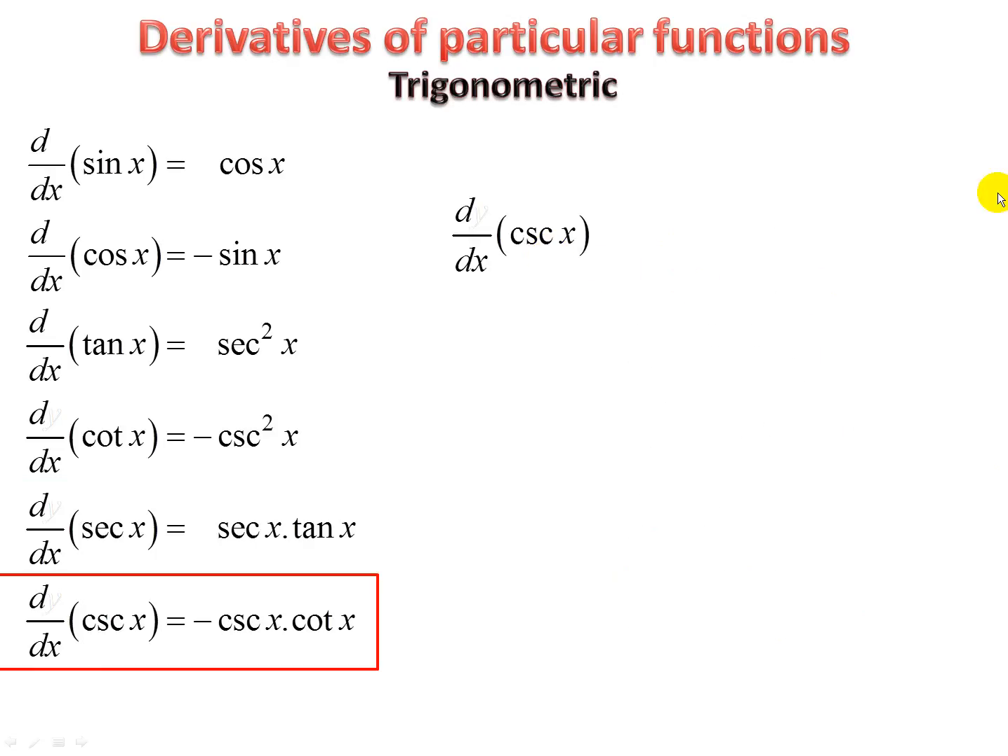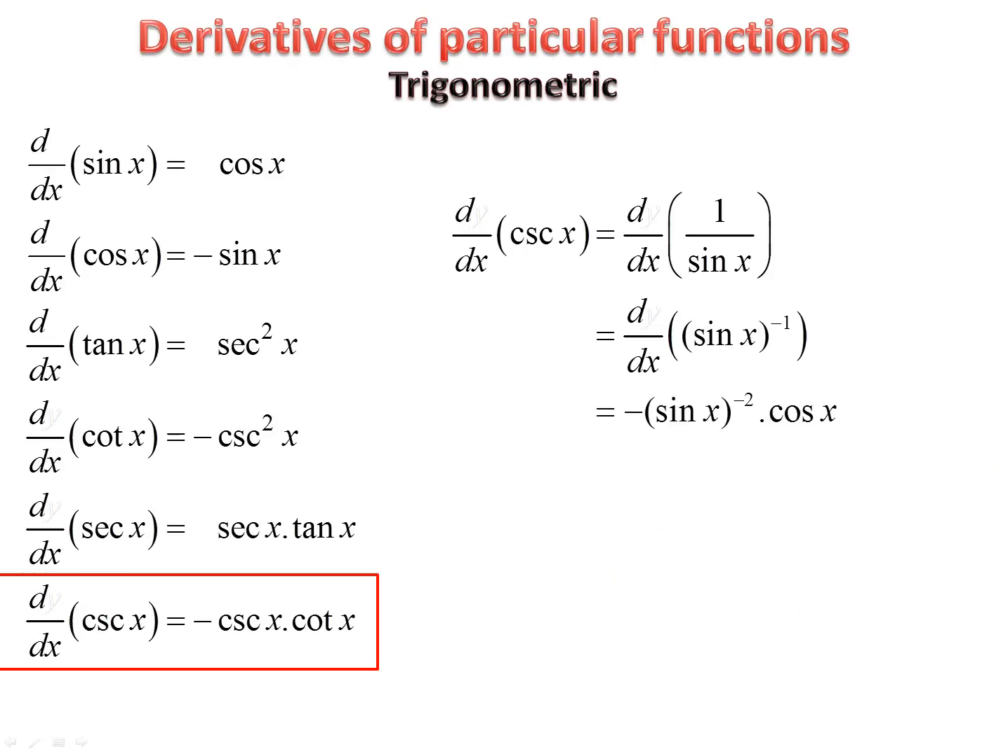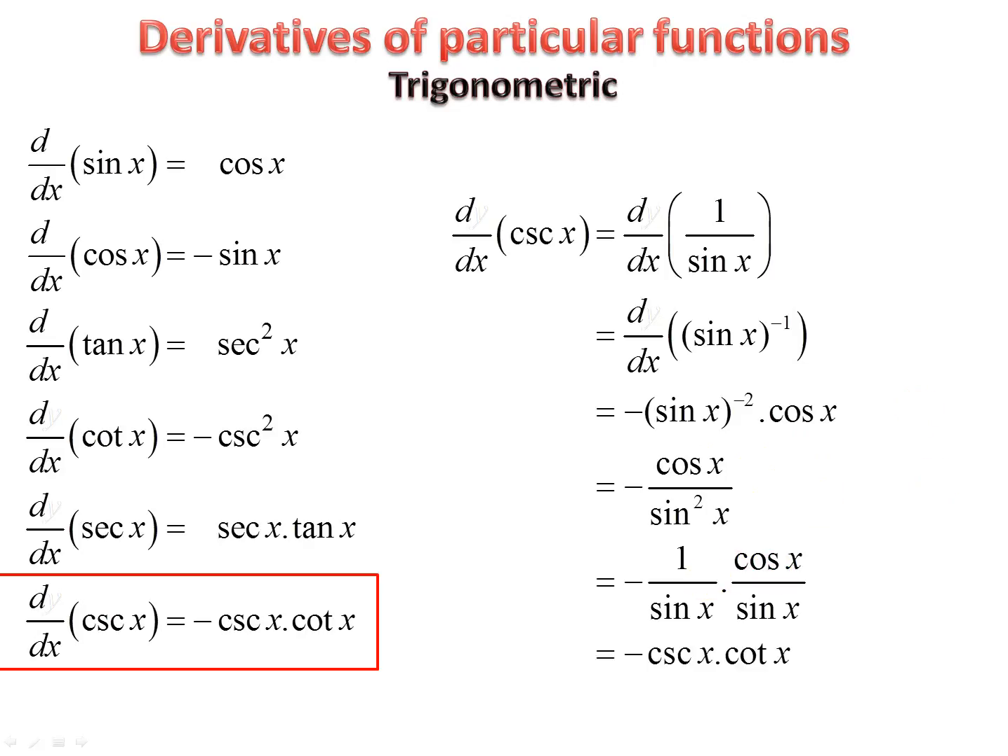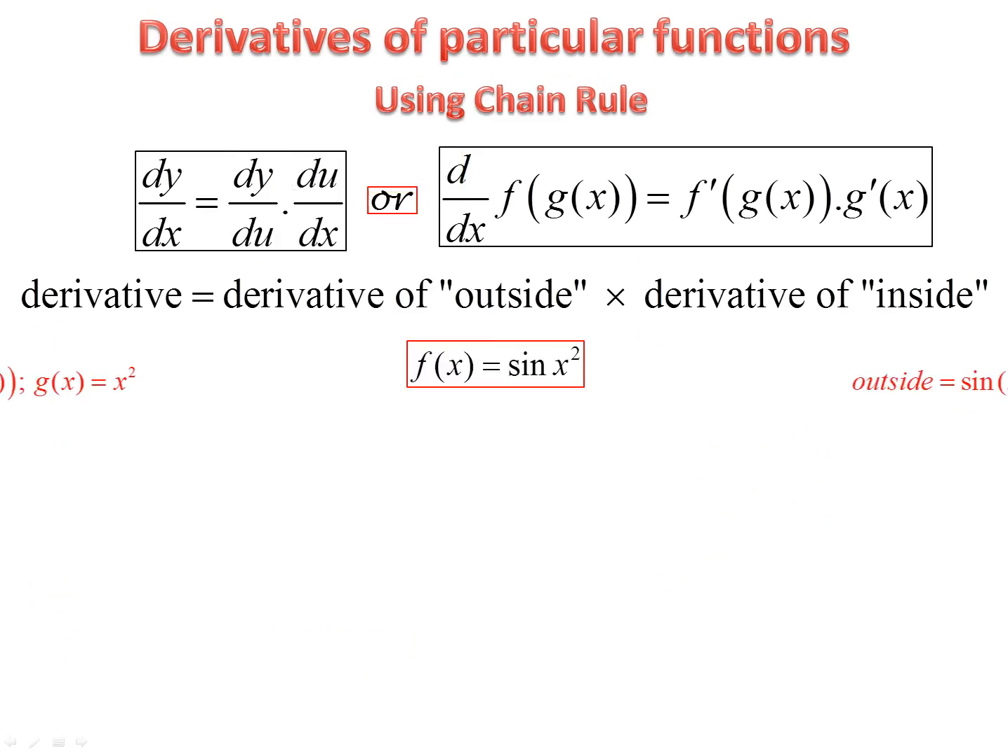We're going to write that as 1 over sine, which means sine to the minus 1. Differentiate it using chain rule. Negative exponent goes to positive exponent. We're going to take cos over sine times 1 over sine, and that'll give us cosec times cot with a negative.